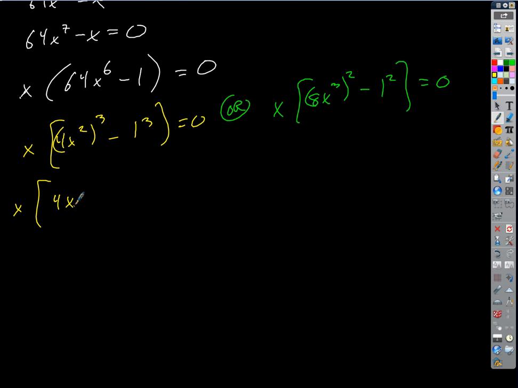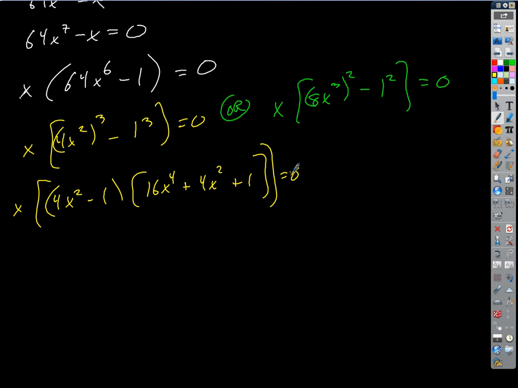I'm going to end up getting something like 4x squared minus 1, A minus B times A squared plus AB plus B squared. So that's going to give me 16x to the fourth plus 4x squared plus 1, right? It's always plus. Okay, that one's not hard to solve, but what are you going to do with that one?